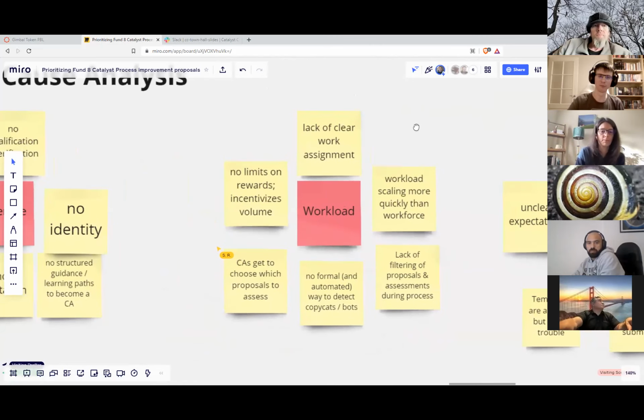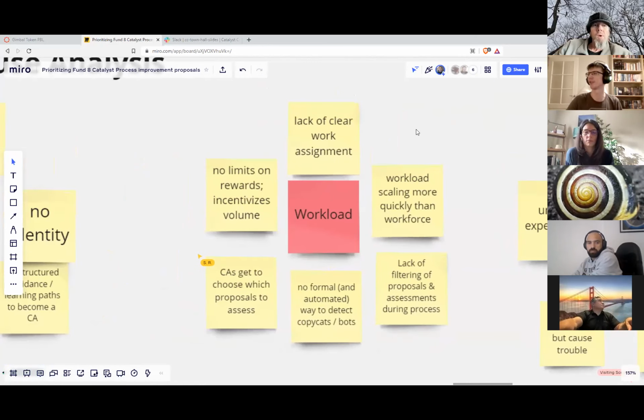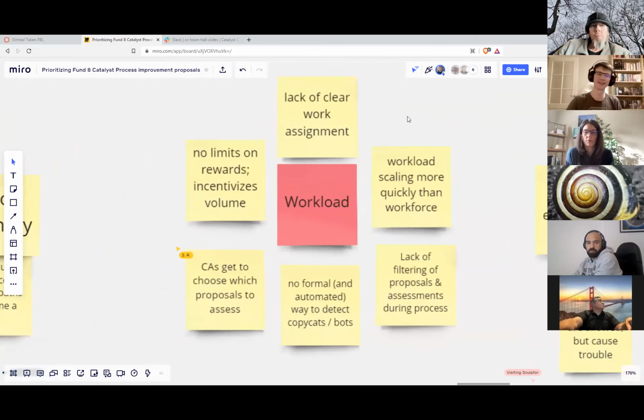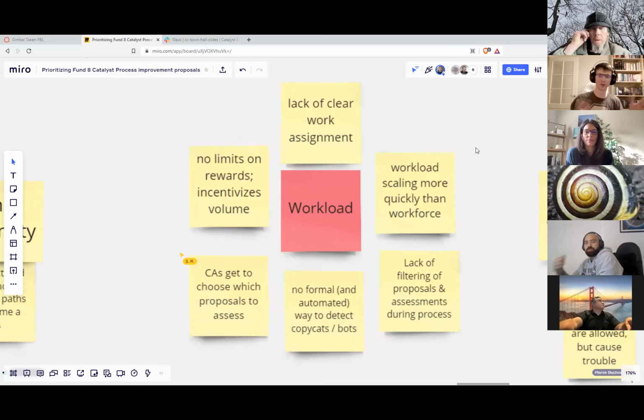I'm going to put, let's see, Sophie on the spot for the workload. If you're here, I hope you're here. And the goal is to just read the sticky notes around the workload and clarify what you understand of them.